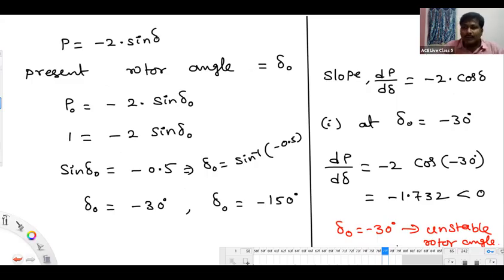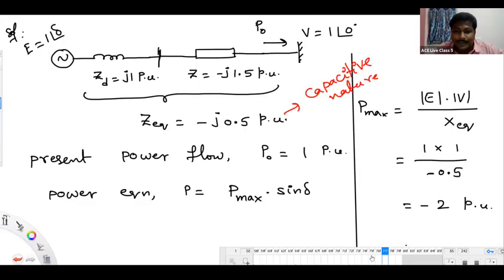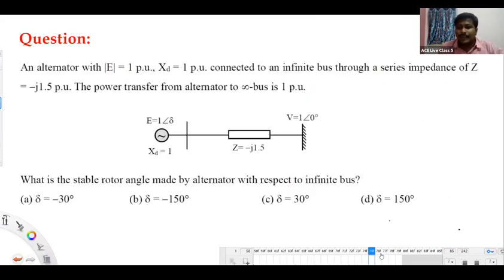But the present power flow is 1 per unit. By making the power minus 2 sine delta naught equal to 1, we have to calculate the value of delta naught. We have two options here. One is minus 30 degree, the other one will be minus 150 degree. If you want to write some more options, I can write one more angle, delta naught as plus 210 degree. No issue with that. That's also one of the options. We have options A, B, C, D. No, 210 degree we don't have in the options.